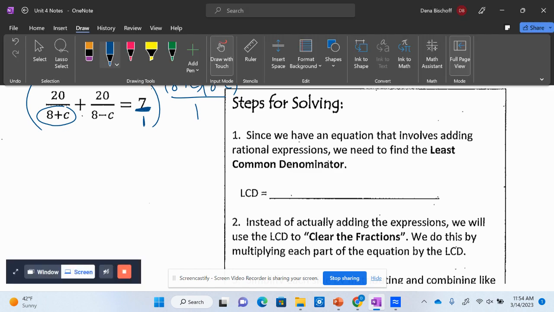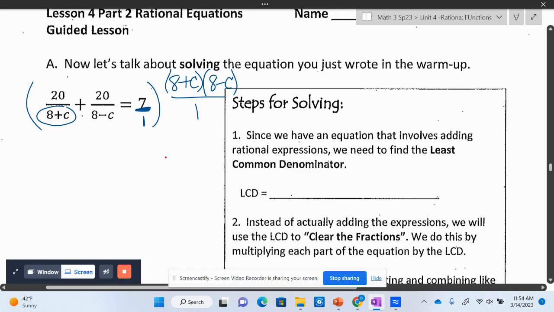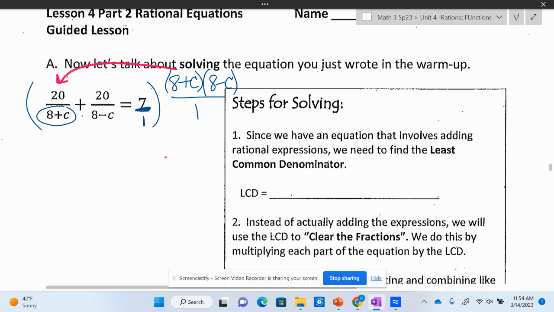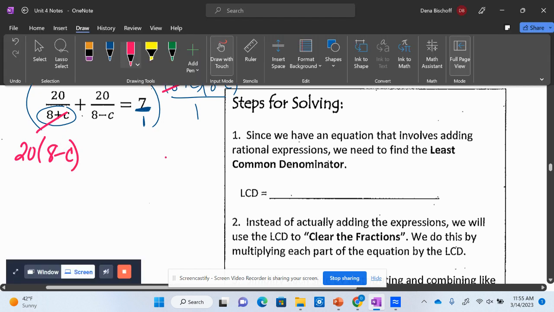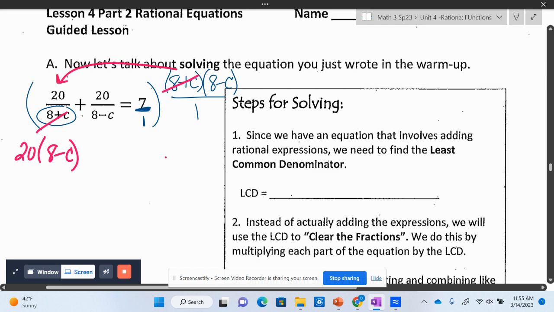Put it over 1. And let's cross reduce. So if I multiply this first fraction, first term in my equation, 20 over 8 plus c, by 8 plus c times the quantity 8 minus c, notice that I can cancel out both of those. And that leaves me with 20 times the quantity of 8 minus c. Are we good with that? Okay.